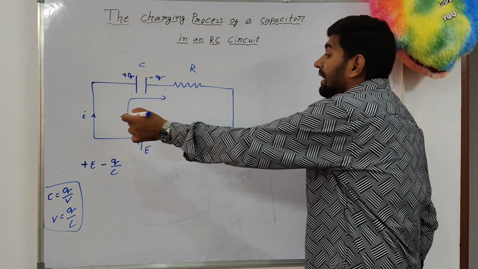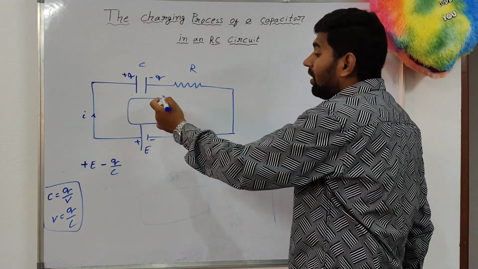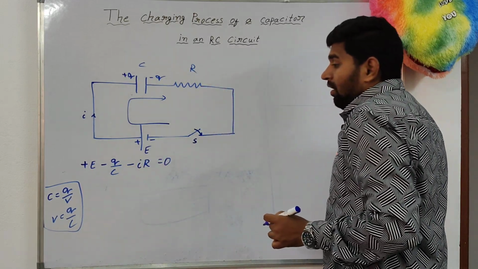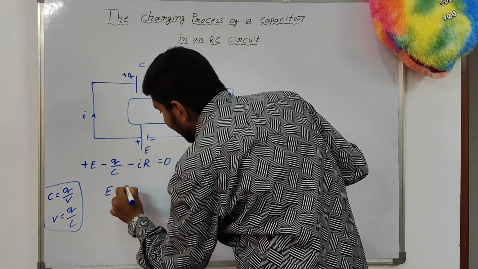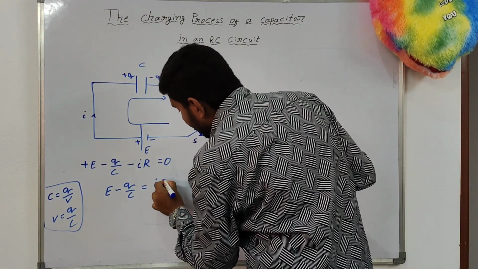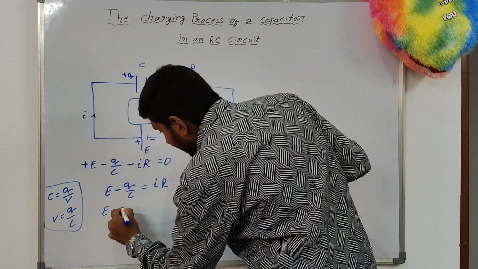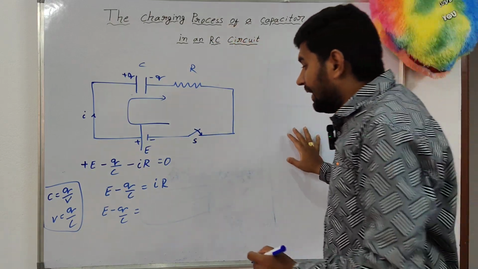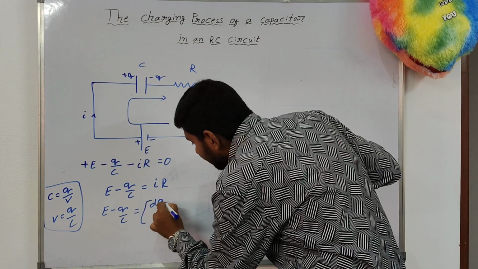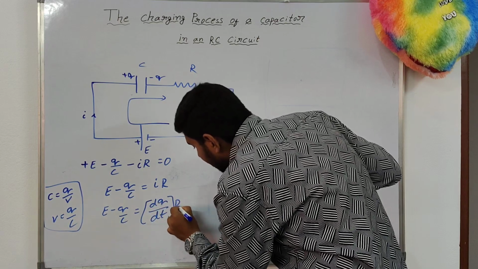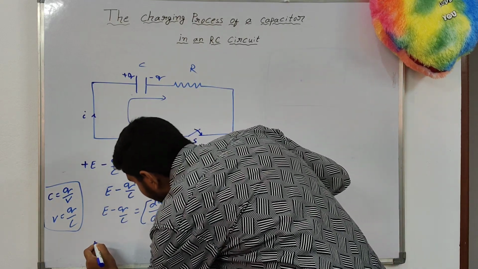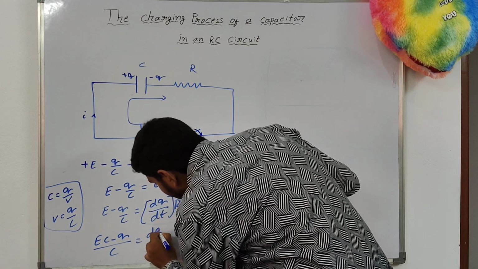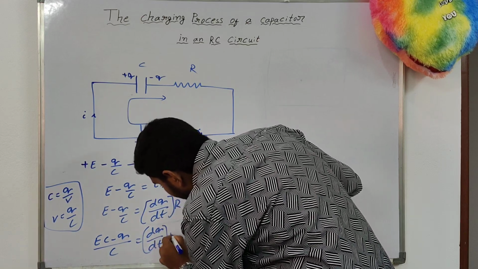And if you observe here, the current direction and our traversing direction are both the same, so it will become negative: minus IR is equal to 0. From this, how can I write it? E minus Q by C is equal to IR. And instead of I, at a particular time t, I is also written as dq by dt. So E minus Q by C is equal to dq by dt multiplied by R.